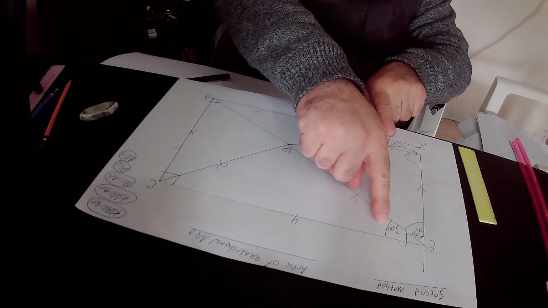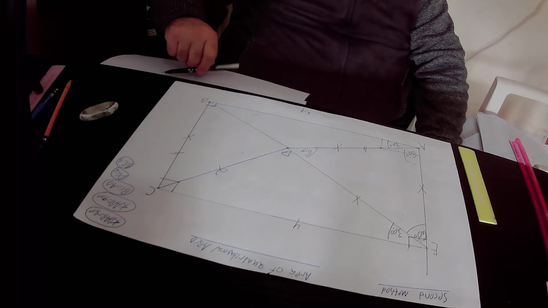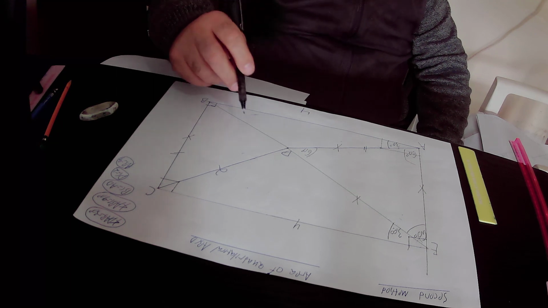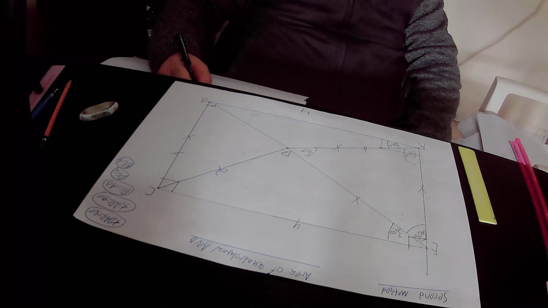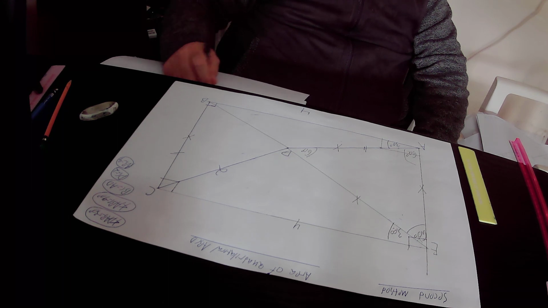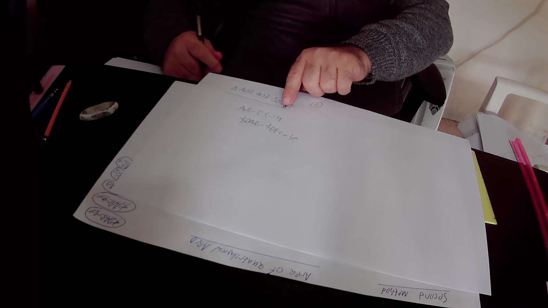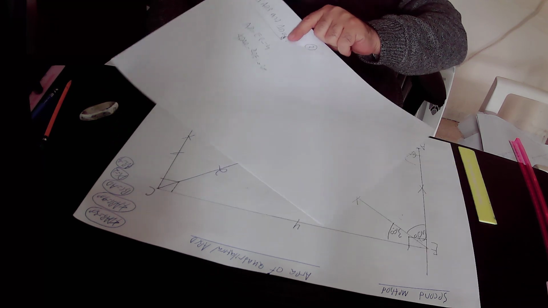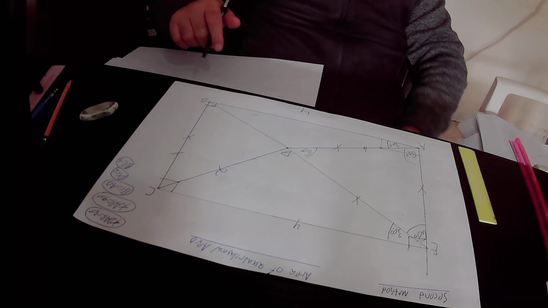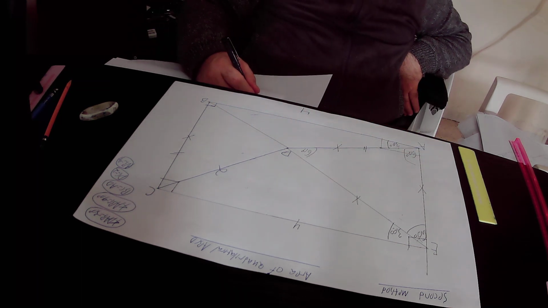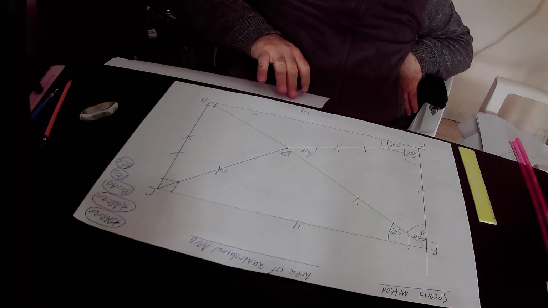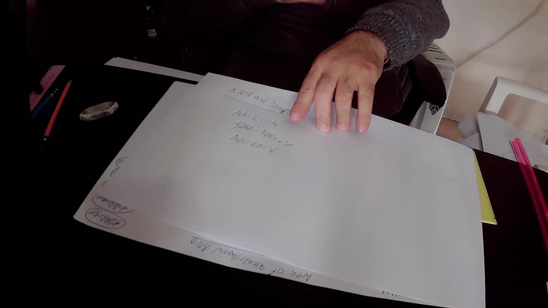We also know that those two angles are equal to each other, they are both equal to 30 degrees, so angle DAB equals angle DEC, and they are both equal to 30 degrees. And AD equals ED equals x.